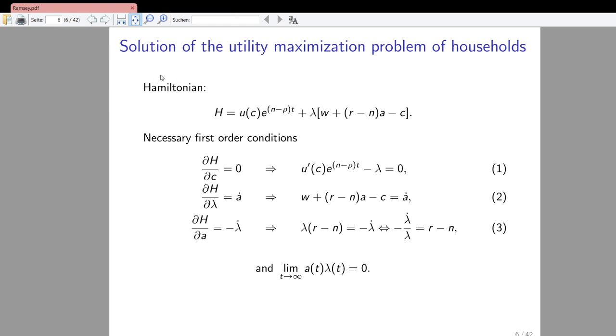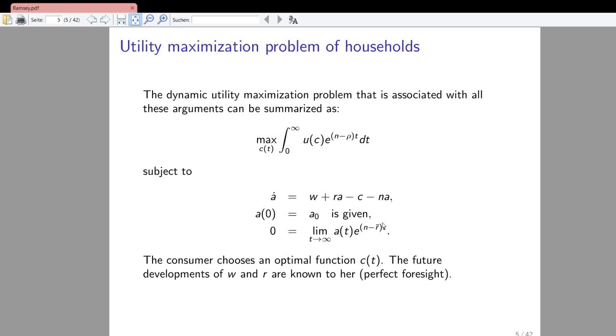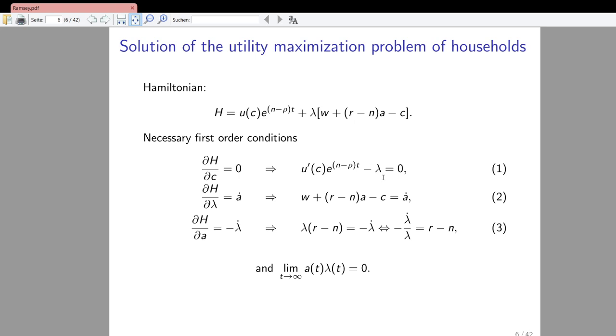So we set up the present value Hamiltonian: the utility function times the discount factor, plus the co-state variable multiplied by the right-hand side of the constraint, the dynamic evolution. And here we just summarize the effects of A. So we see here we have plus R times A minus N times A. So if we put it together, we have plus (R minus N) times A.